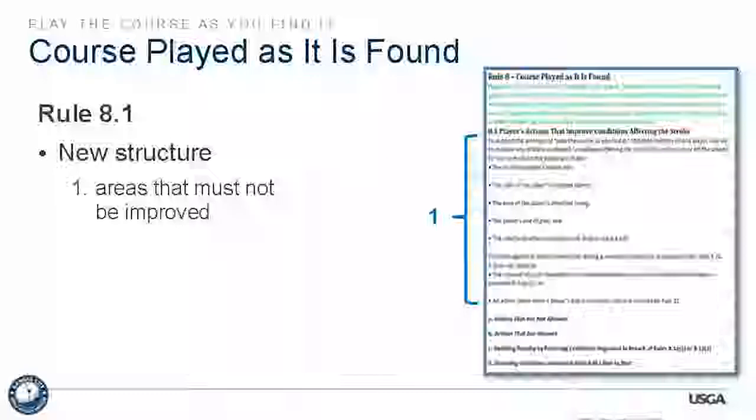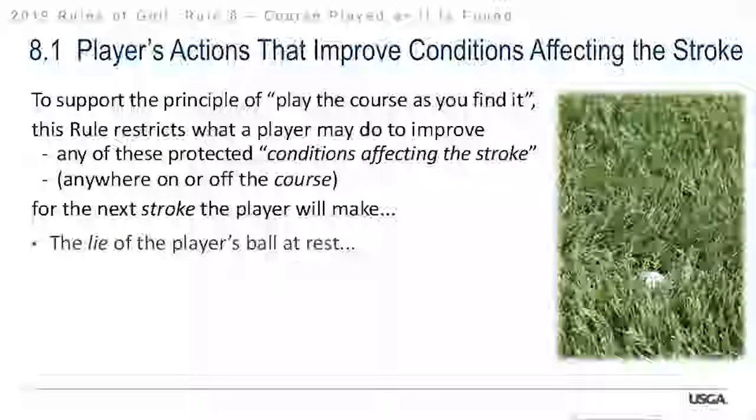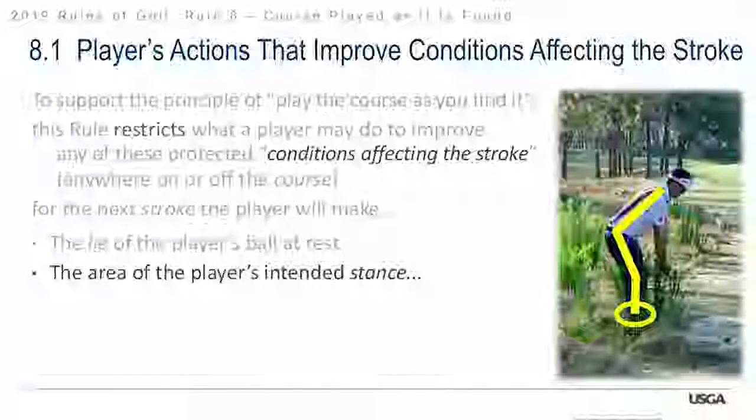Okay, so the new structure, areas that must not be improved. Support this principle of playing the course as you find it, this rule restricts what a player may do to improve any of these protected conditions affecting the stroke. The next stroke the player will make and the lie of the player's ball at rest. The area of that player's intended stance. We can't improve that either.